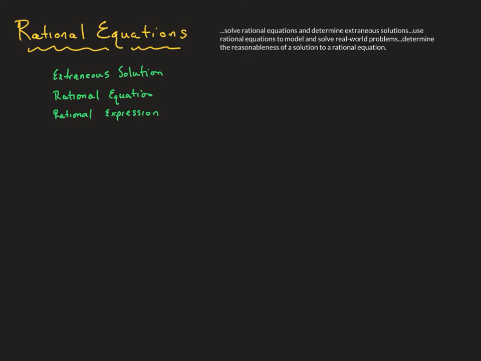Working with rational equations. What's the difference between a rational expression and a rational equation? Well, a rational expression has a polynomial or a term in the numerator and denominator. In this case, we're going to add an equal sign to it, which will make it an equation. So working with these rational equations, we want to be able to solve rational equations and determine extraneous solutions.